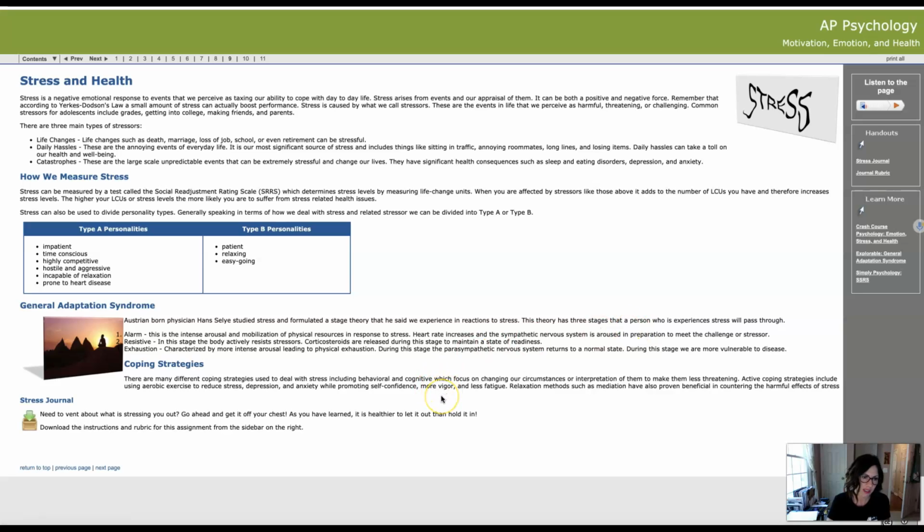The stress journal. Need to vent about what's stressing you out? Go ahead and get it off your chest. As you've learned, it's healthier to let it out than hold it in. Download the instructions and rubric for this assignment from the sidebar to the right.